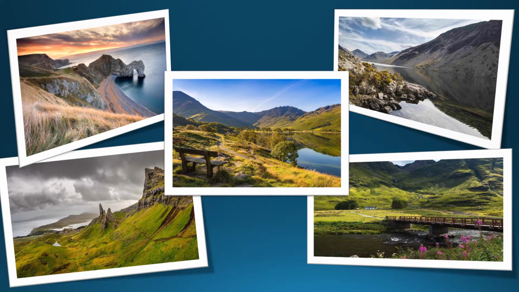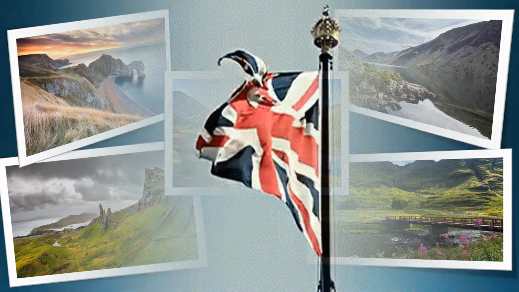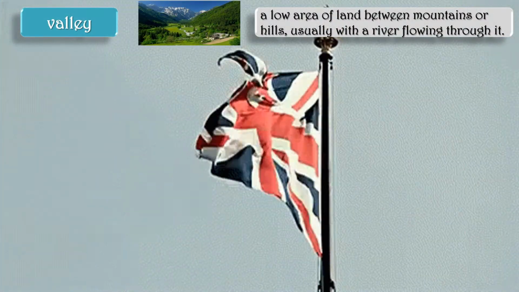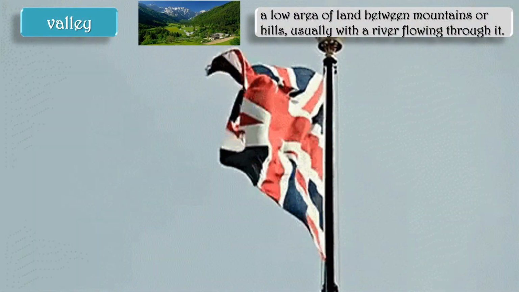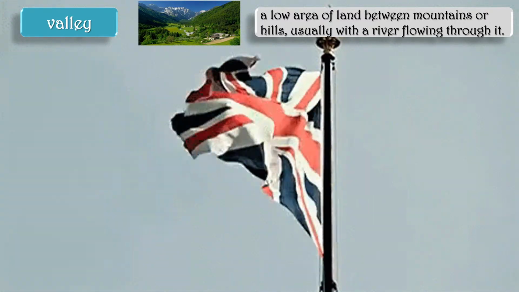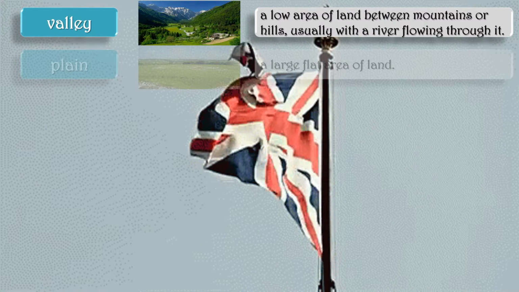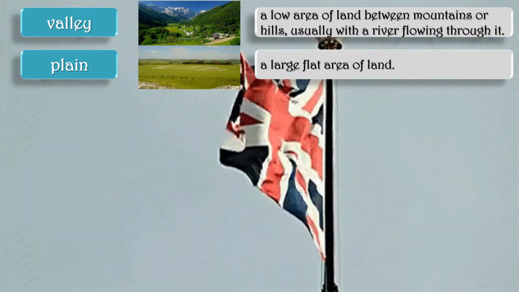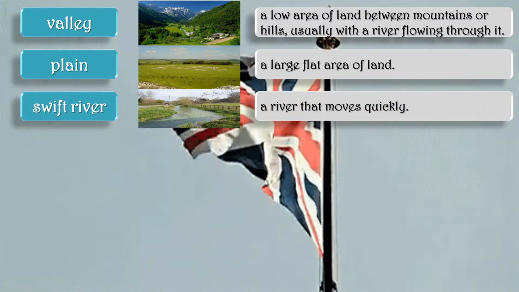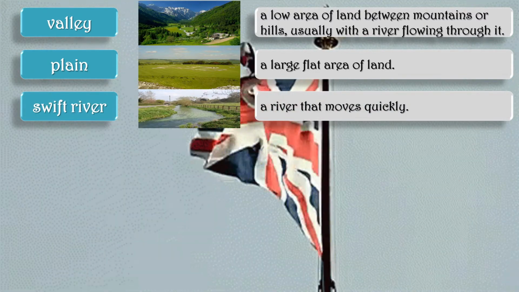But before you listen to the most interesting information about the nature of Great Britain, check out the new words that you might hear. Number 1. Valley. A low area of land between mountains or hills, usually with a river flowing through it. Number 2. Plain. A large flat area of land. Number 3. Swift river. A river that moves quickly.